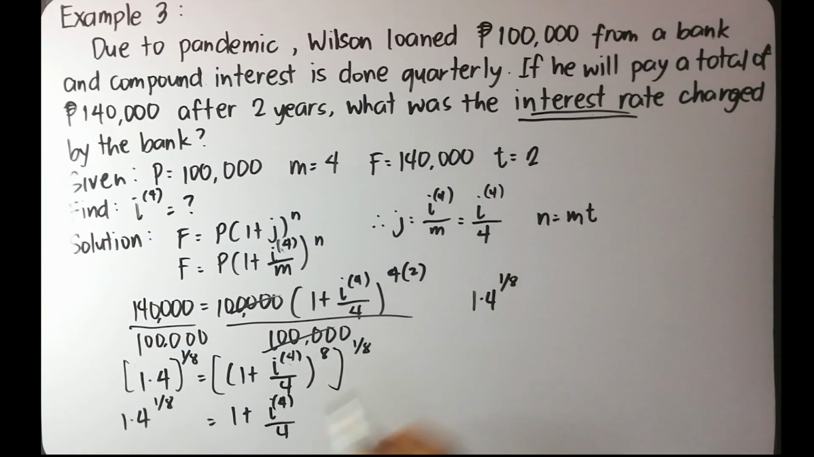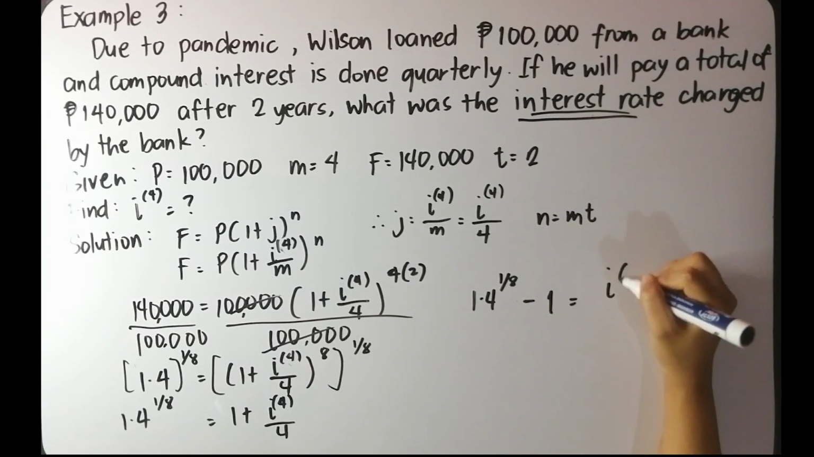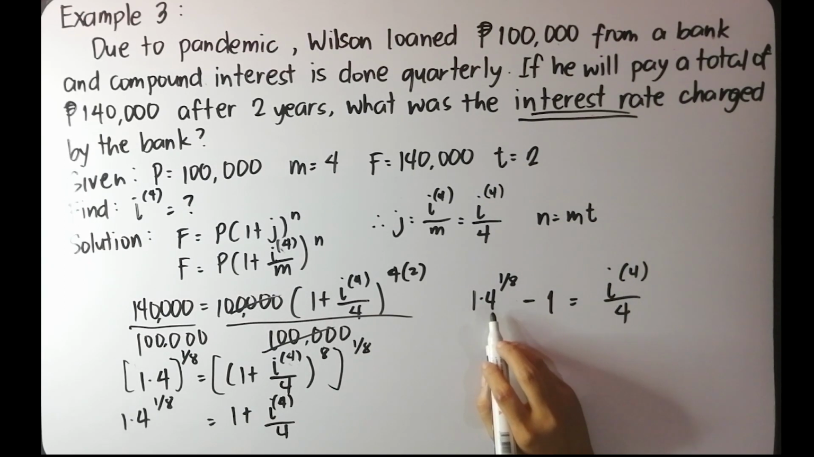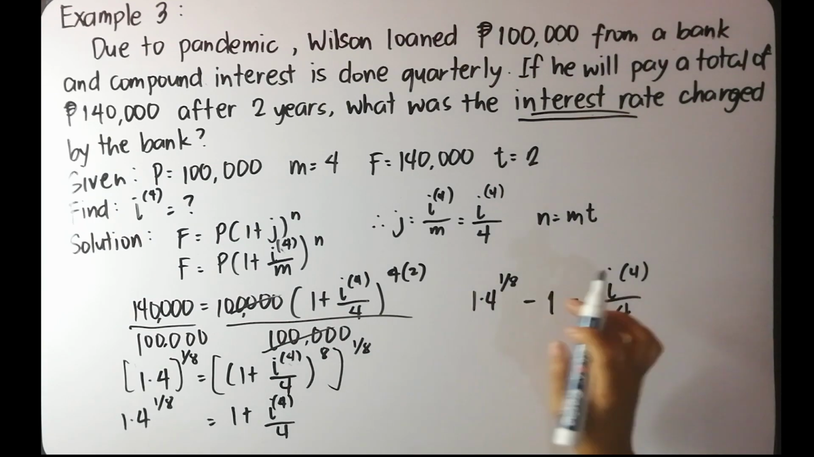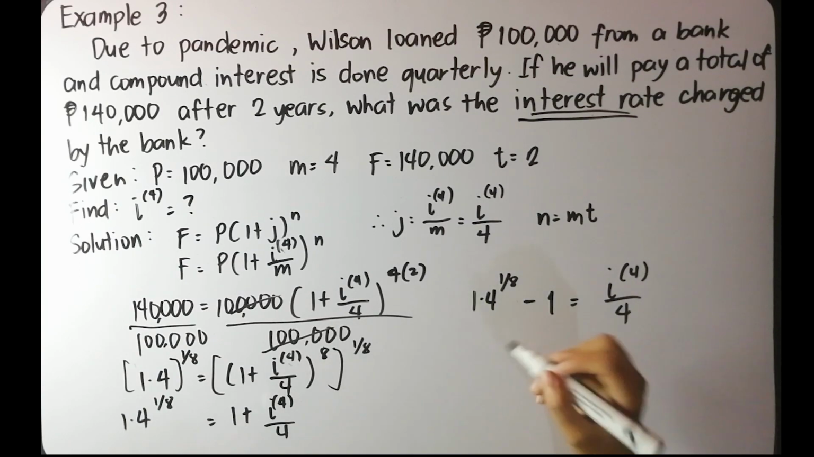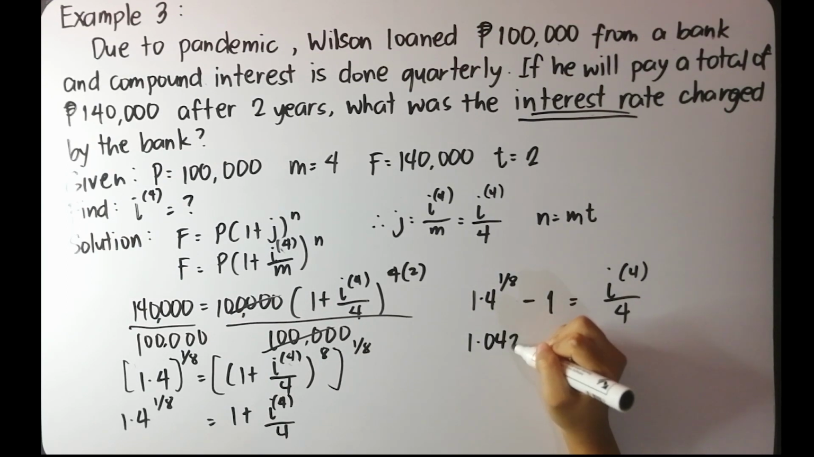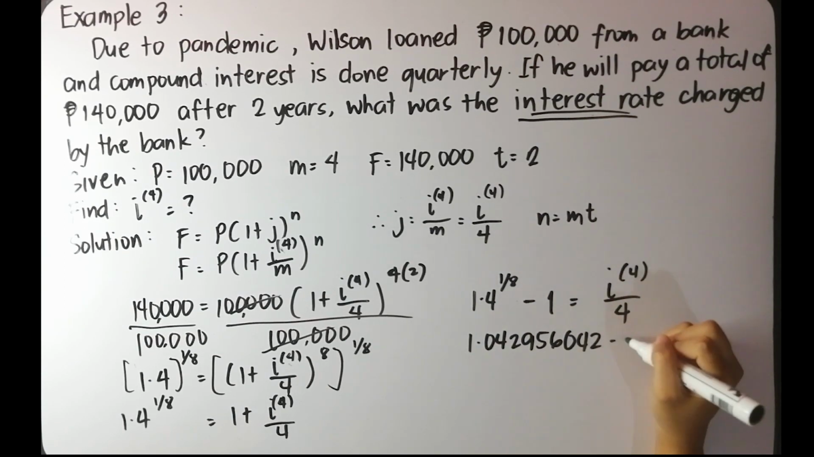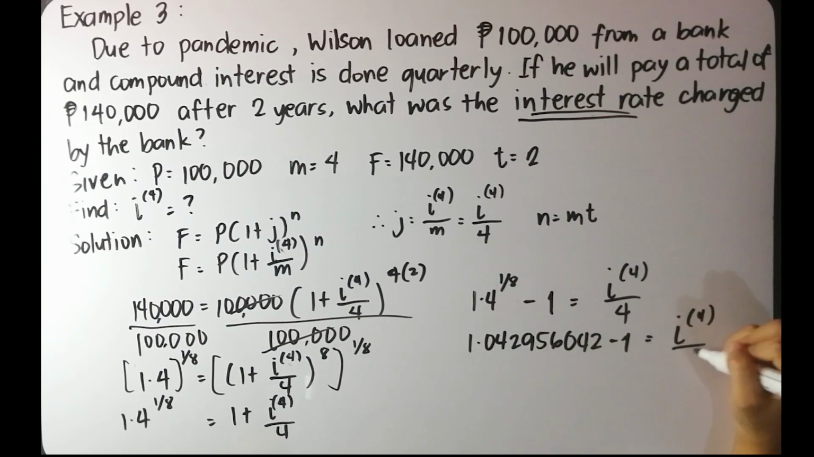So let's transpose the positive 1 to the other side. So we have minus 1 equals i raised to 4 divided by 4. 1.4 raised to 1/8 is equal to 1.042956042. Then minus 1 equals i raised to 4 divided by 4.